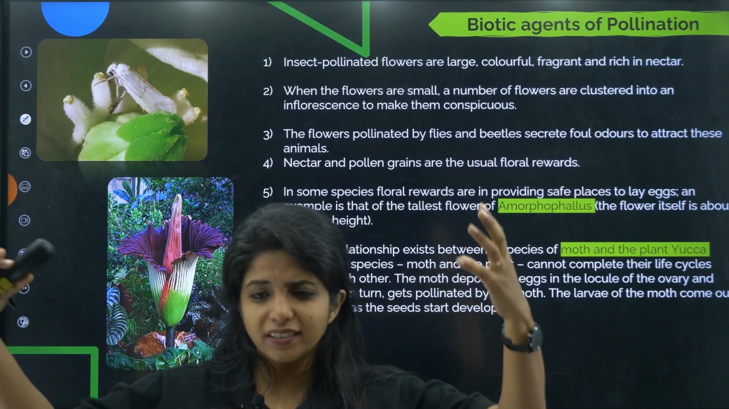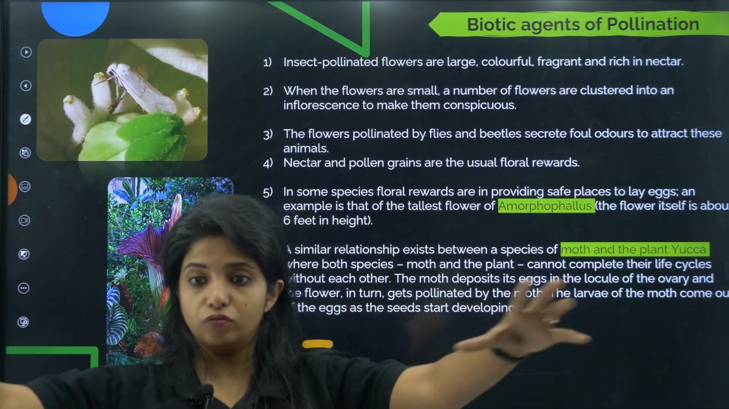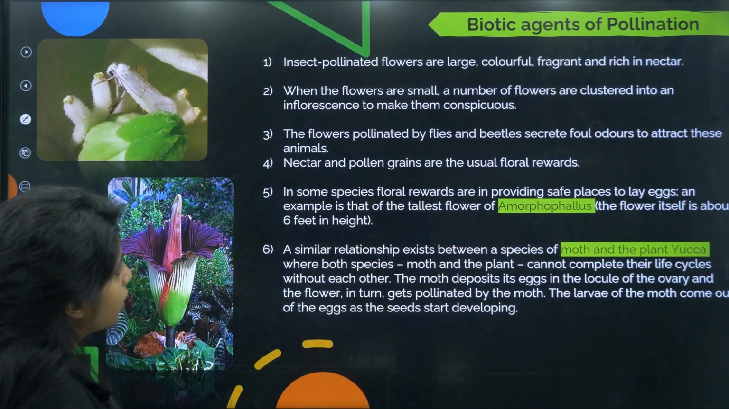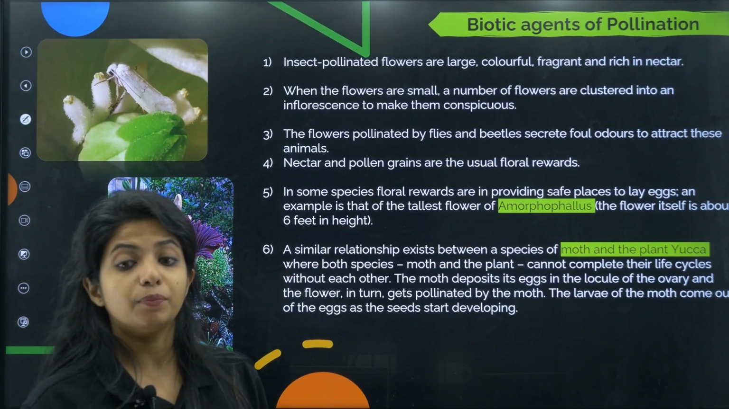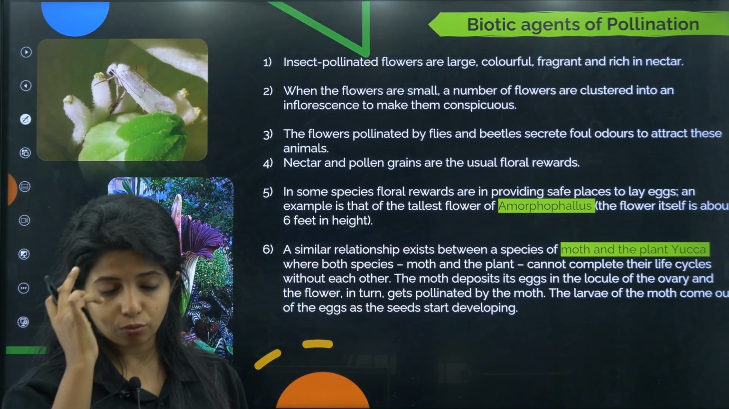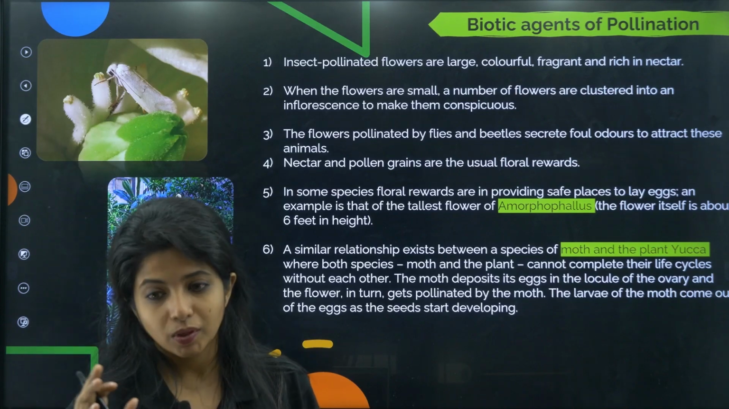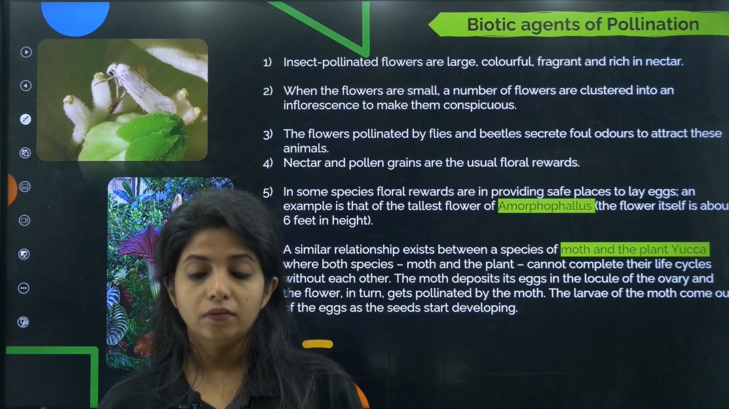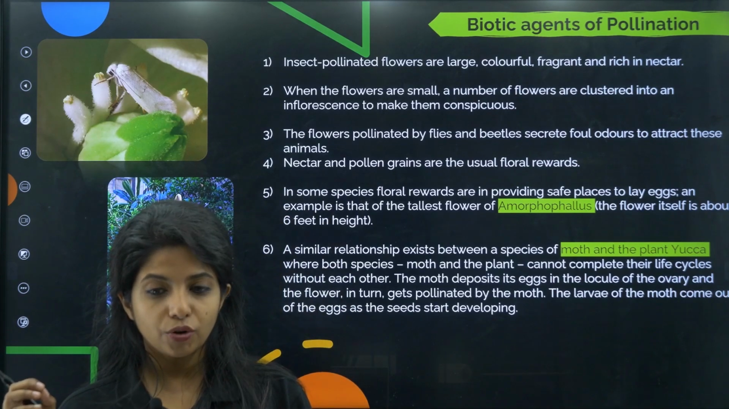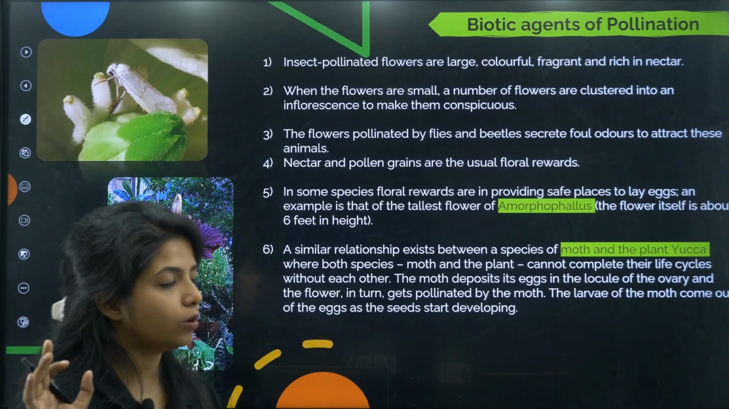And hence the flies and everything comes and pollination happens. So, huge flower. Okay, now going ahead, nectar and pollen grains are the usual floral rewards, and there are certain insects that are so shy, they come into the flower, take the pollen and run away. They are robbers, the ones that rob the pollen and the nectar.